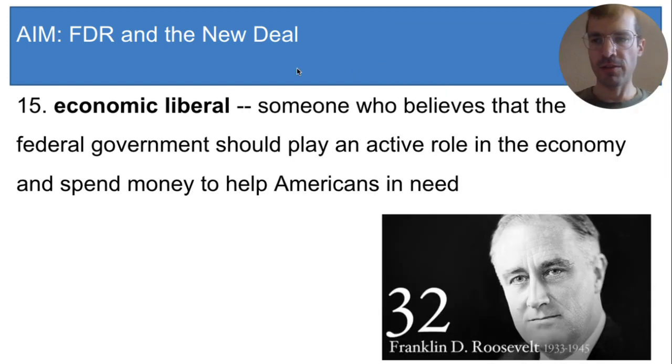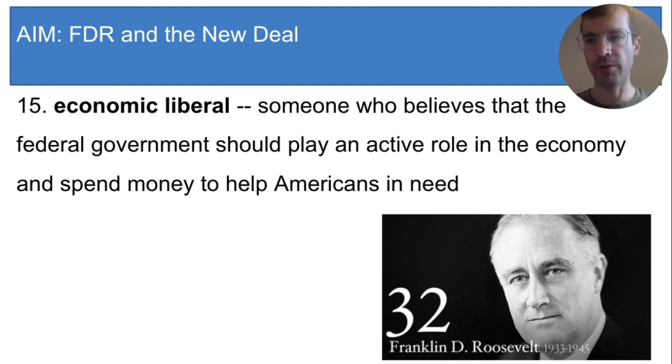In the election of 1932, the Democrats nominated this man, Franklin Delano Roosevelt, also known as FDR. Don't confuse FDR with Theodore Roosevelt, who we learned about during the Progressive Era. Franklin Roosevelt had a very different economic philosophy than Hoover. Whereas Hoover was a conservative, Roosevelt was what is called a liberal.